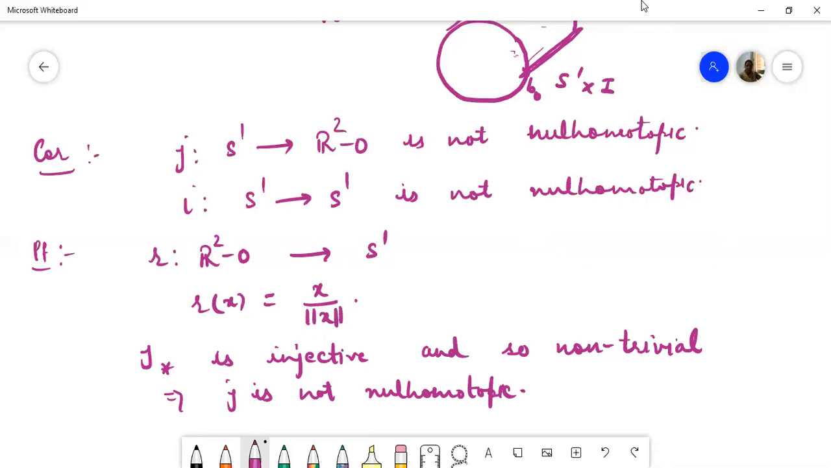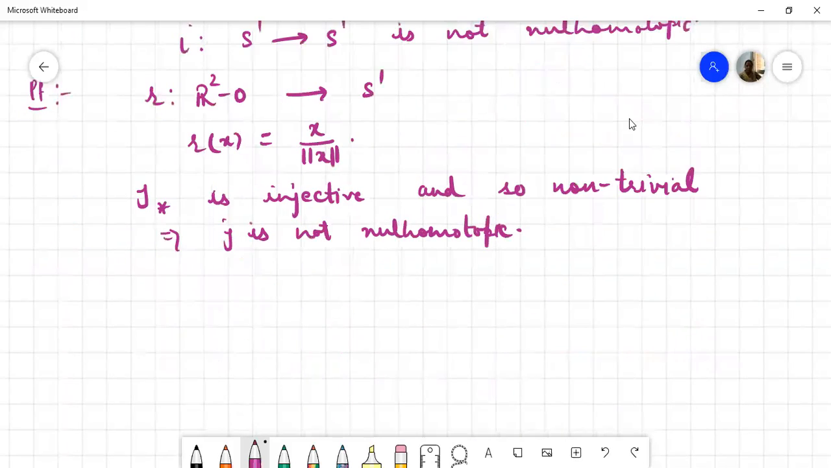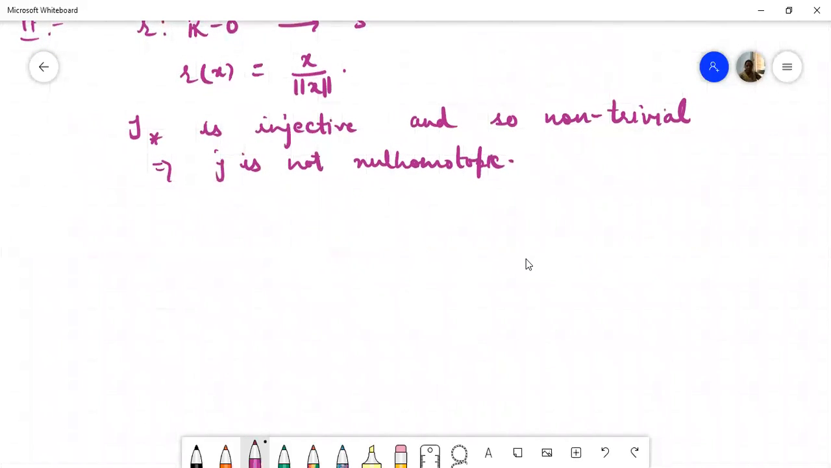Similarly, we can prove i star is a non-trivial mapping, so i is not null homotopic, because i is the identity mapping, so i star is also an identity mapping, and an identity mapping cannot be trivial, because again the domain is the fundamental group of S1, which is isomorphic to the integers. So similarly, we can prove i star is the identity homomorphism and hence non-trivial, and therefore i is not null homotopic.